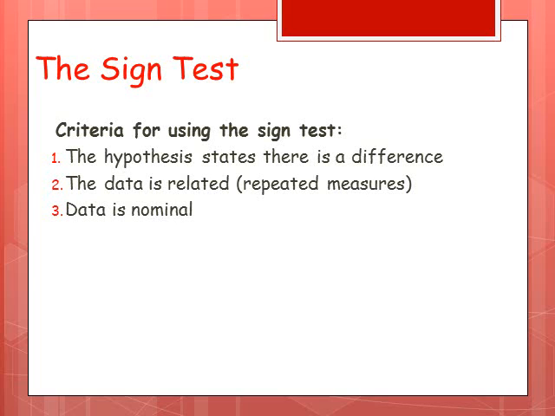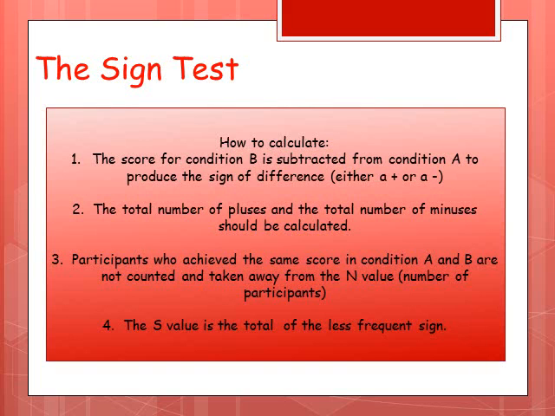What is the criteria for the sign test? So our hypothesis says there's going to be a difference. It's a test of difference. It's not a correlation or an association. The data is related, so that means a repeated measures or matched pairs design has been used, and the data is nominal. How do I calculate the sign test?